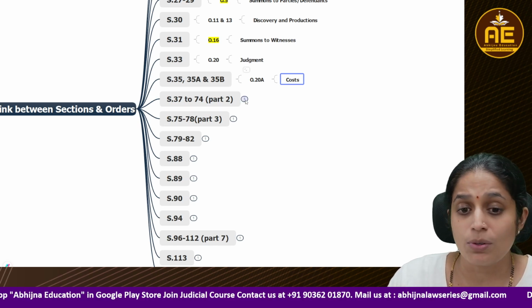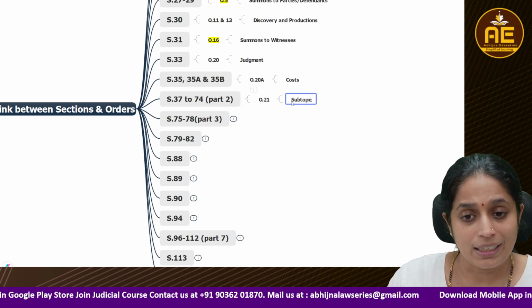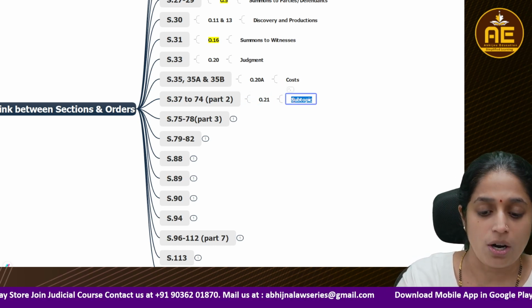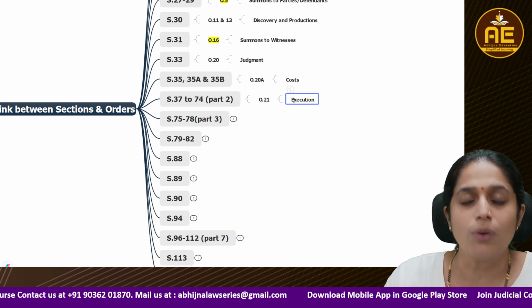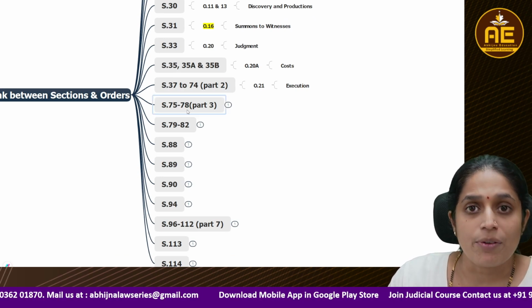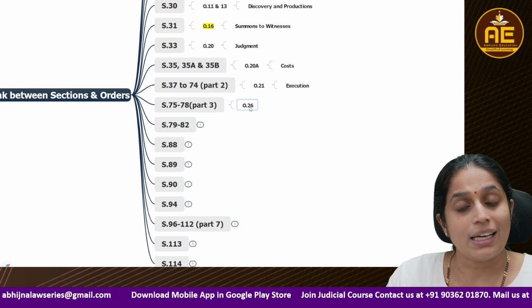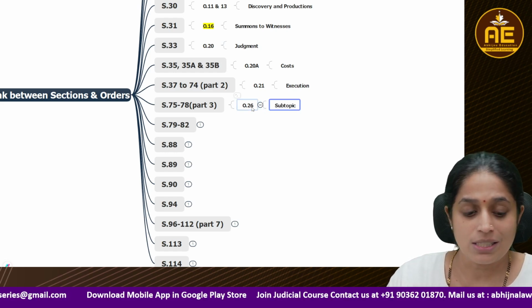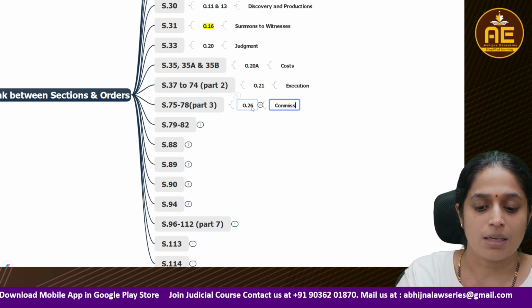Then comes sections 37 to 74, very important, which is related to order 21. It is the largest order, regarding execution: how the decree is executed, how the order is executed. Then comes sections 75 to 78, which are also said to be incidental proceedings, where we can link it to order 26, which is none other than commissions.